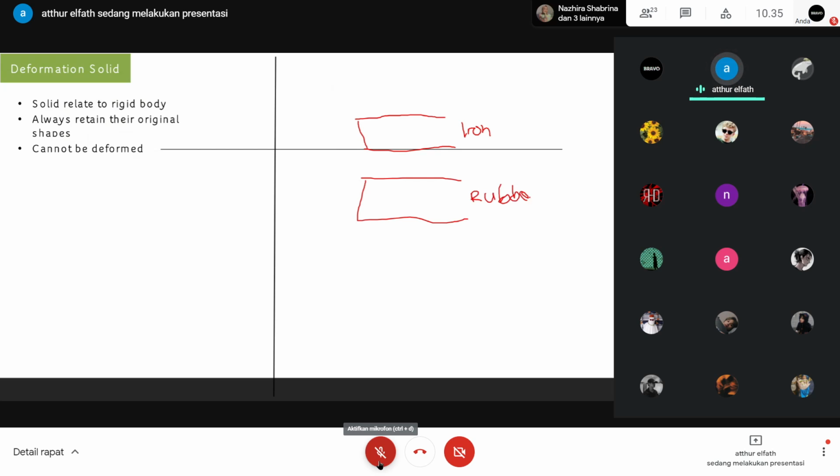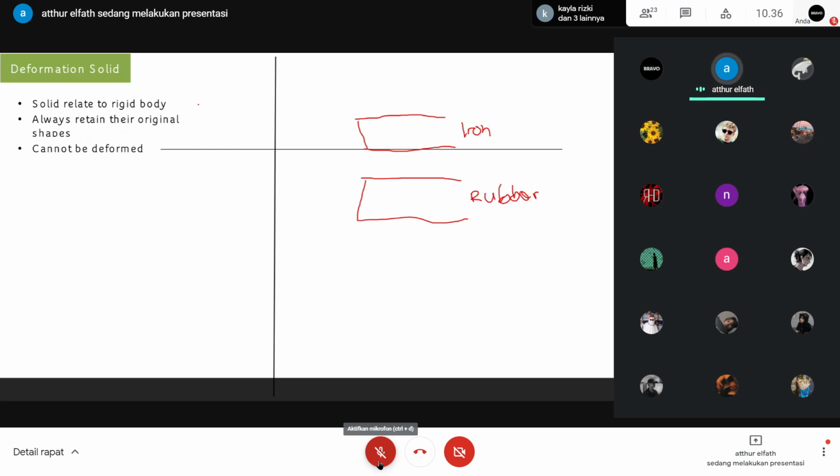Basically, both of them are solid material. Yeah, solid material, but both of them have different elasticity. Okay, and we know that rubber is more elastic than iron. So this chapter is about deformation of solids.